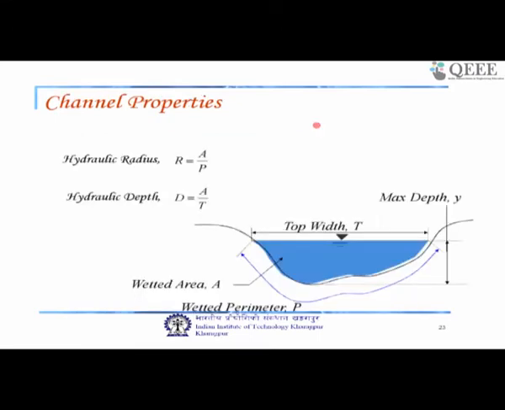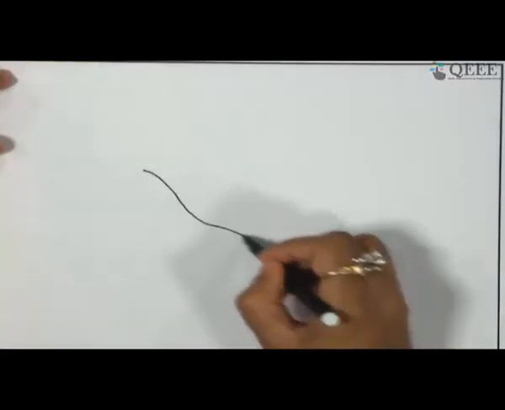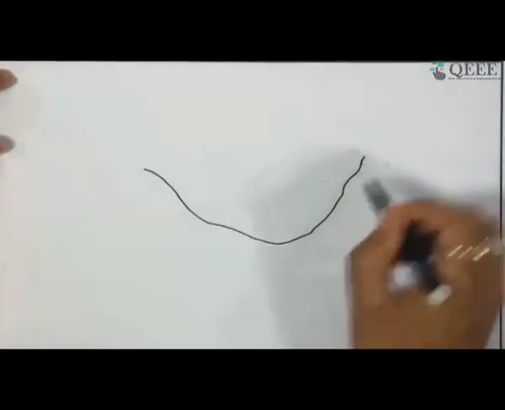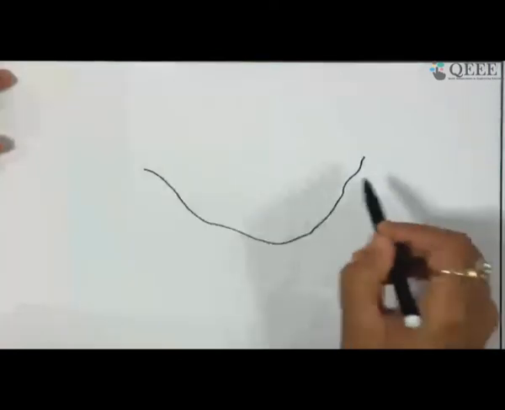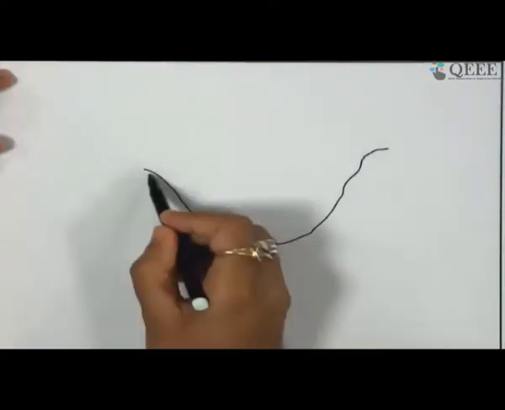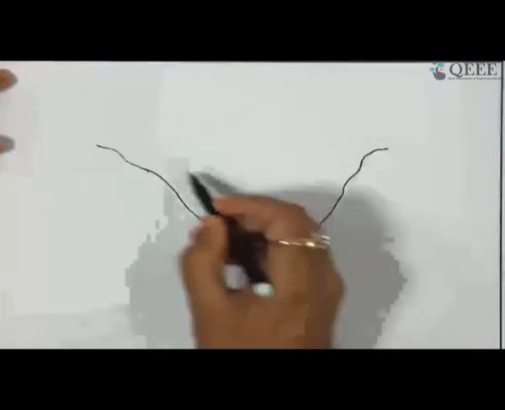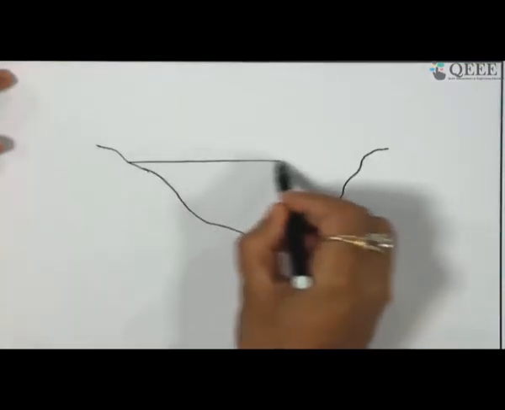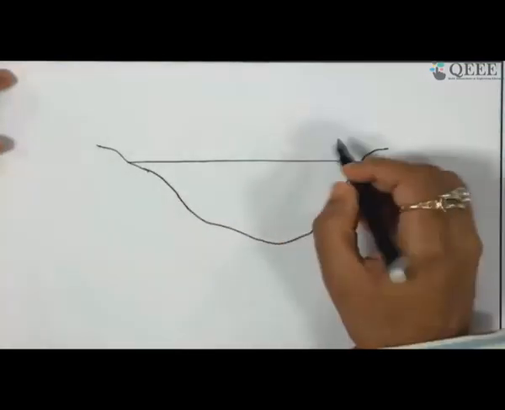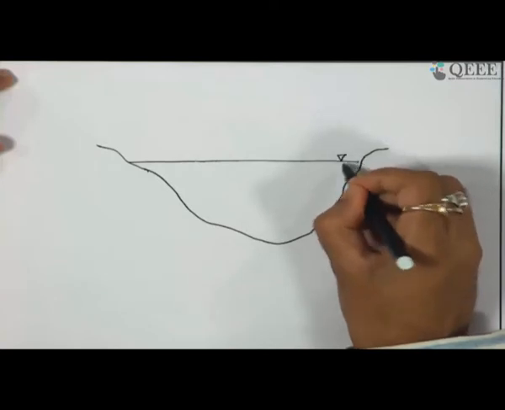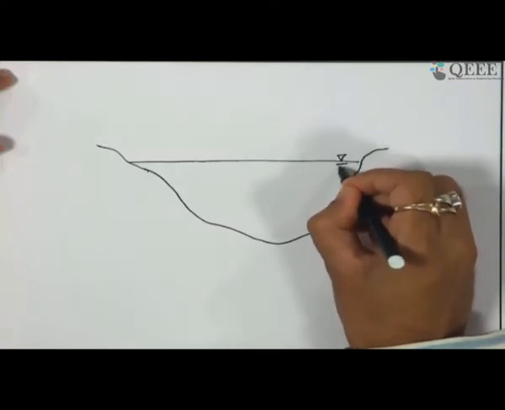So, what are the channel properties? Channel properties for any rough section: this is some irregular cross section, and for an irregular cross section we will consider this as a free surface. So, we will represent the free surface like this.